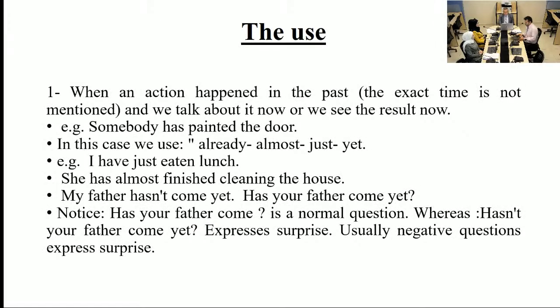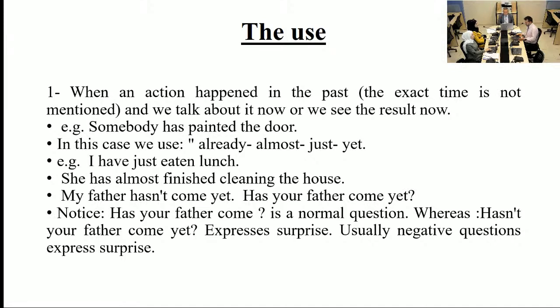Do you want to buy a car? I already have one. See, this is a main verb, not an auxiliary. Example: I have just eaten lunch. She has almost finished cleaning the house. My father hasn't come yet. Has your father come yet? So when we have a negative or a question, we use yet at the end of the sentence.